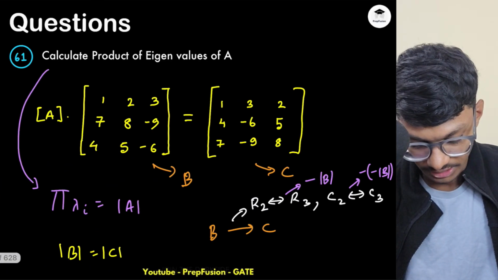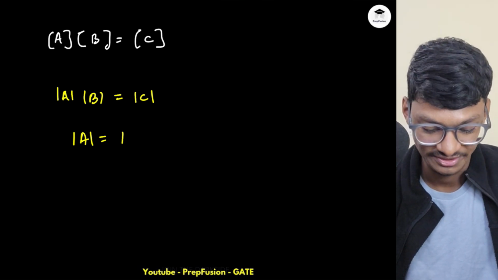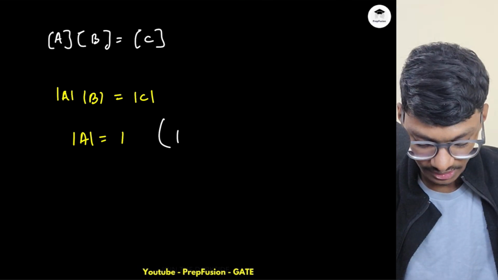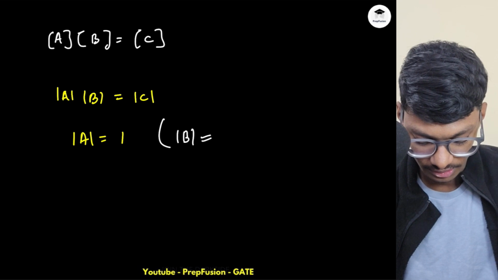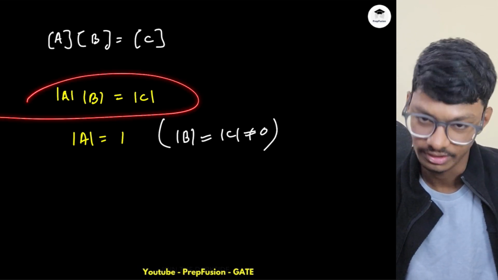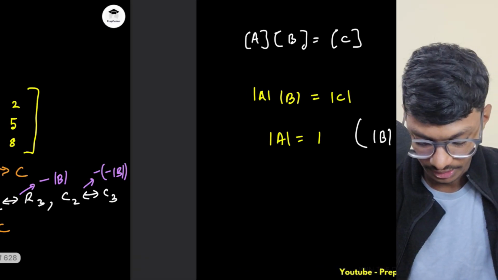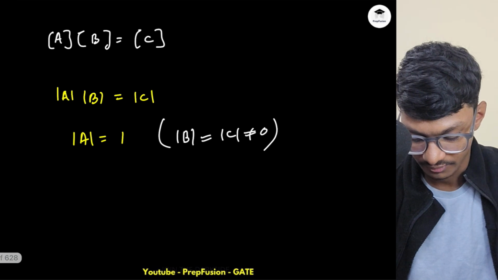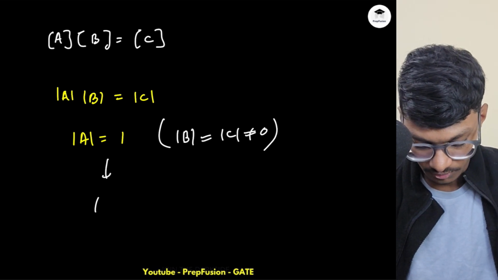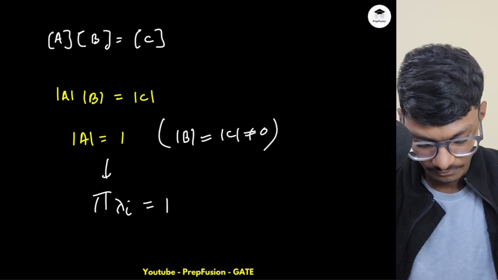Obviously the first assumption is that, I have framed this question, but I have forgotten to write this assumption, that the determinant of B, which equals the determinant of C, cannot be equal to 0, else I won't be able to divide. So that is very important. So here I have found the determinant of A, which is basically equal to the product of the eigenvalues. So the product of the eigenvalues lambda I equals 1 itself. So this is the answer of this question.